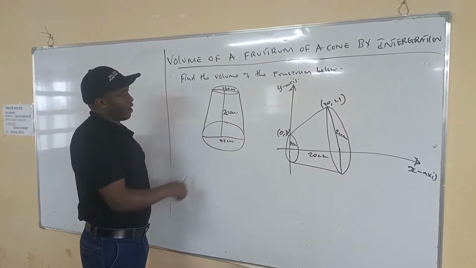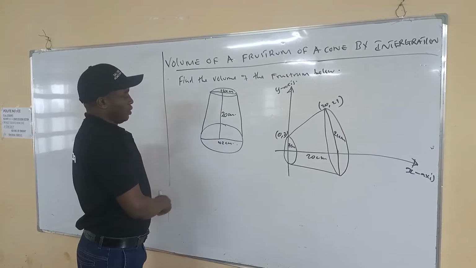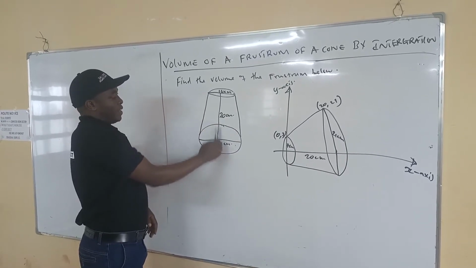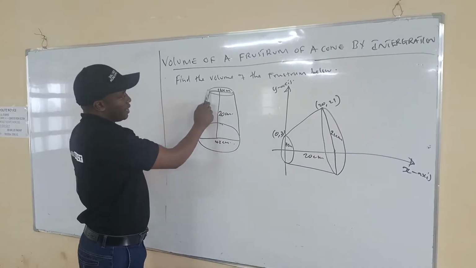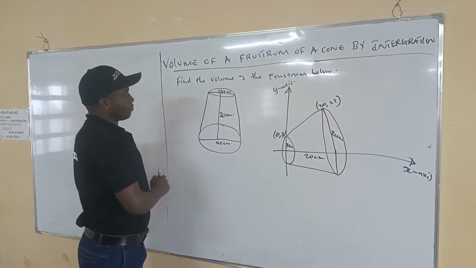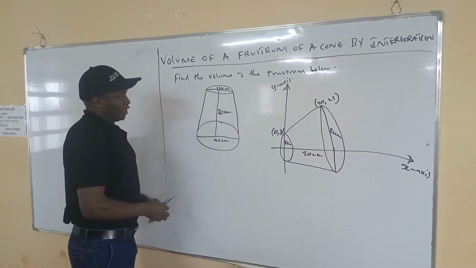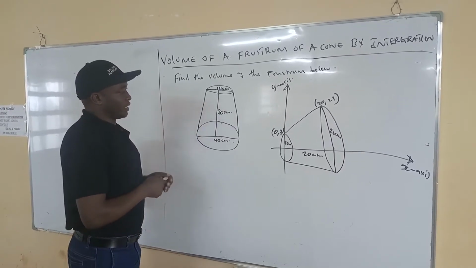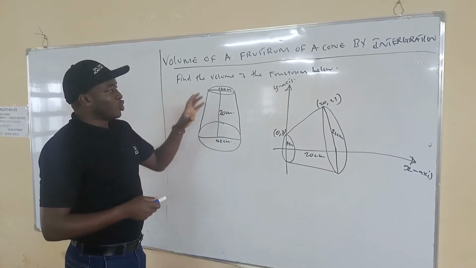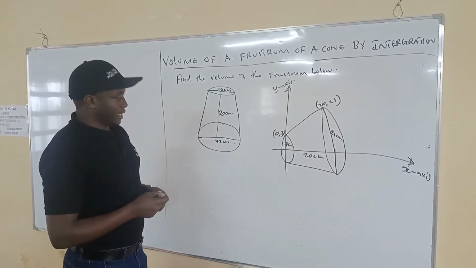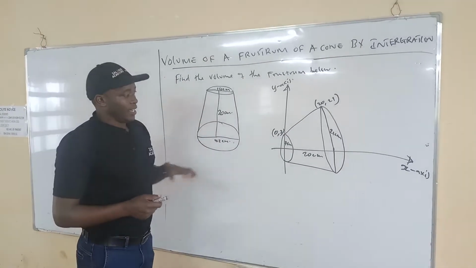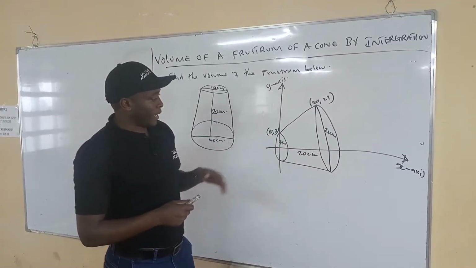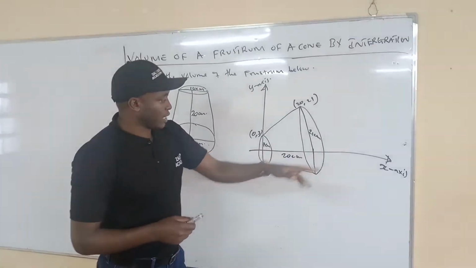This is the frustum I have, with a diameter of 42 centimeters at the bottom. The height is 20 centimeters, and the diameter of the upper side is 14 centimeters. To solve using the integration method, you have to draw the y and x axes, and then draw this figure there, like I have done here. This is the y axis and the x axis.